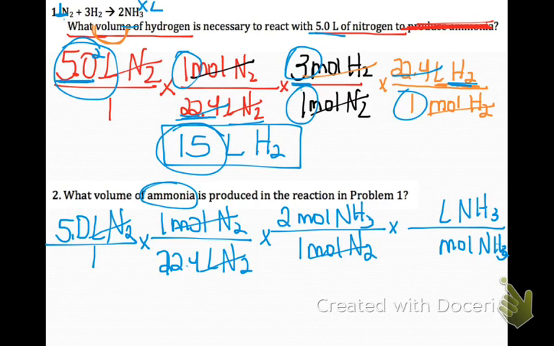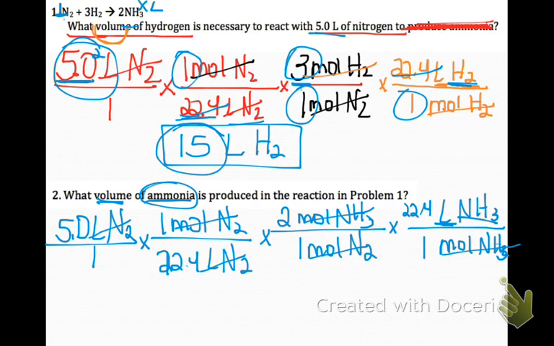Knowing from my conversion factors, 1 mole of any gas is equal to 22.4 liters of gas. So I can cancel out moles of NH3. I'm left in a unit that I want, because I wanted volume, and I'm left with a compound that I want, which is NH3.